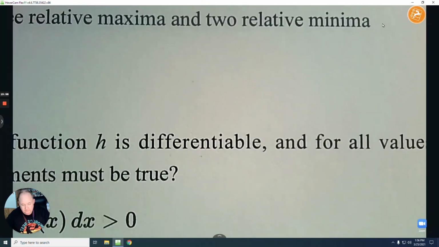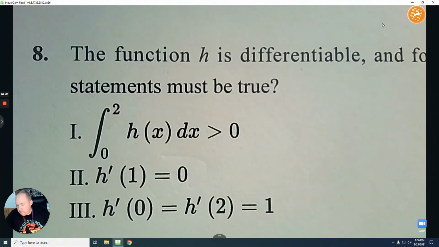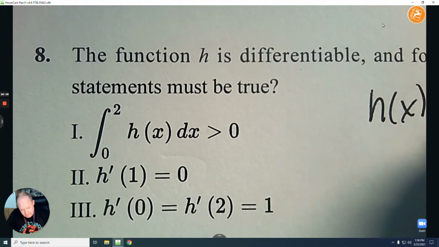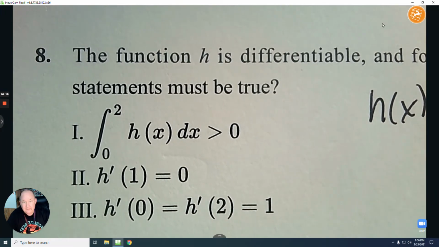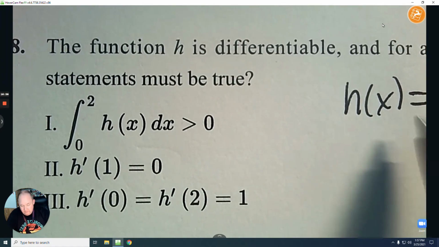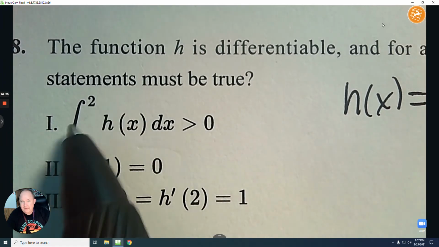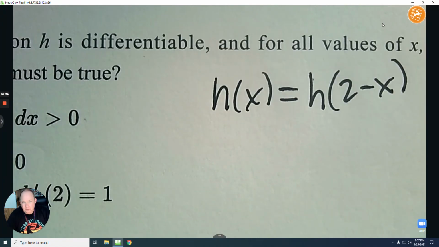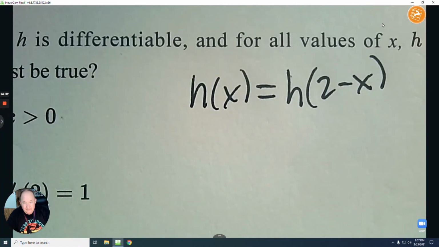Number 8. This one's a toughie, but we're going to do it together. In number 8, the function h is differentiable for all values of x, and it tells you that h of x equals h of 2 minus x. Then it says, which of the following statements must be true? So, if I integrate from 0 to 2, will that be greater than 0? Will it be increasing? We don't know.